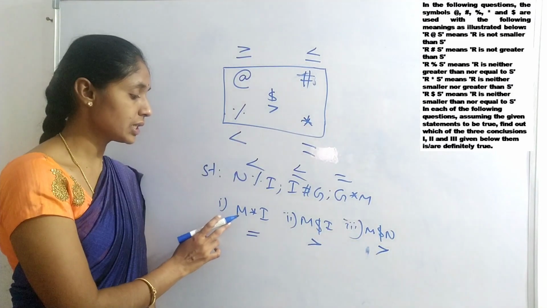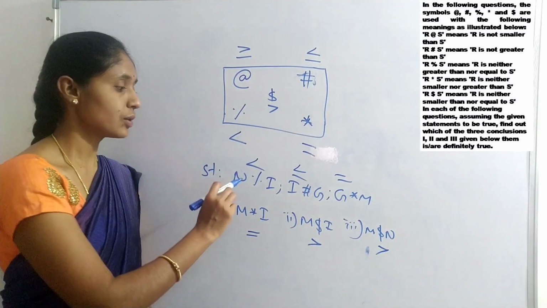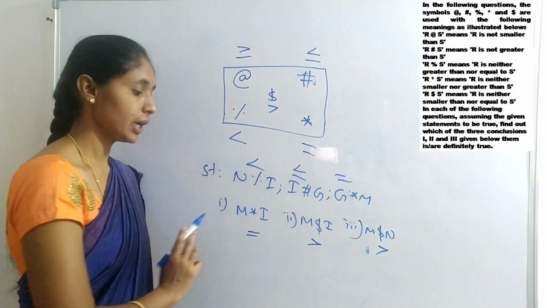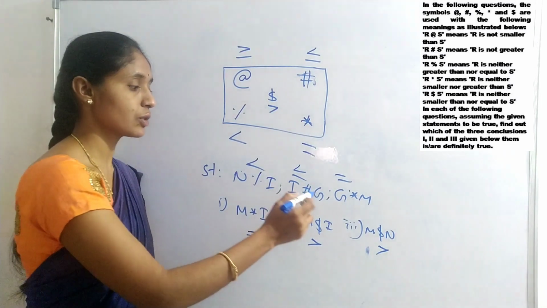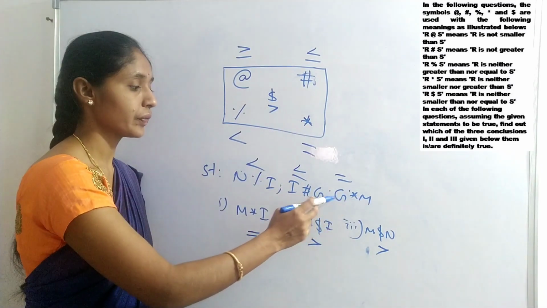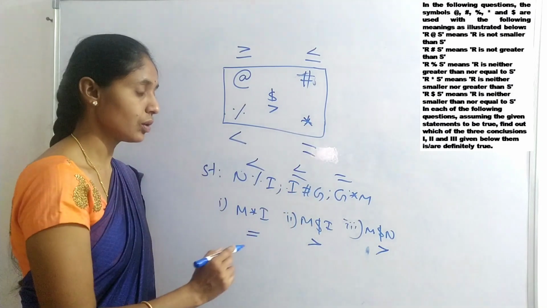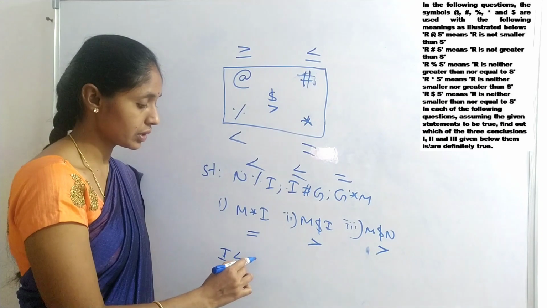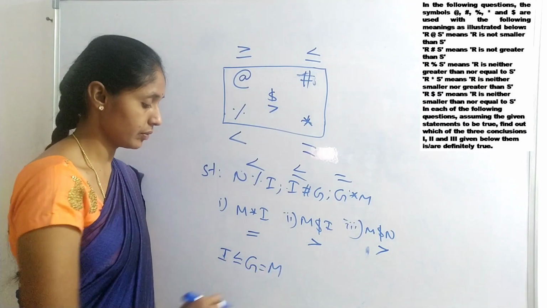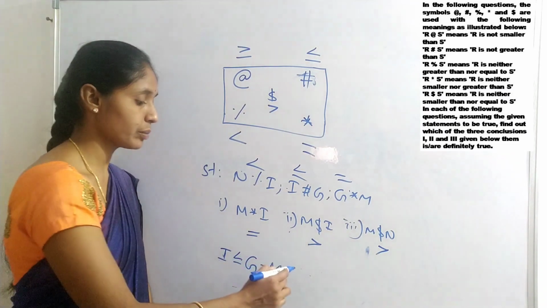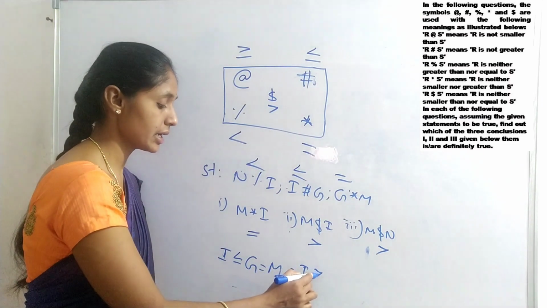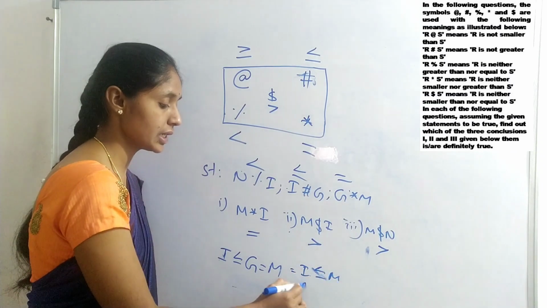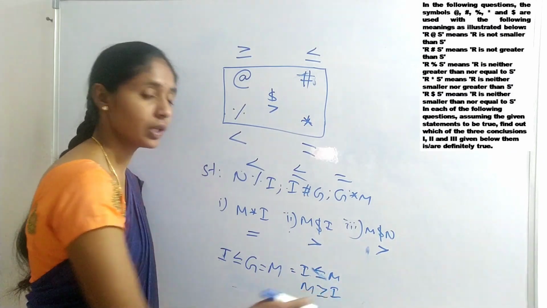Okay. Then conclusions. M equals to I. So, N less than I less than or equals to G equals to M. M equals to I. M is here, I is here. So, we can write I less than or equals to G equals to M. From this statement we can write I less than or equals to M. That is M greater than or equals to I.